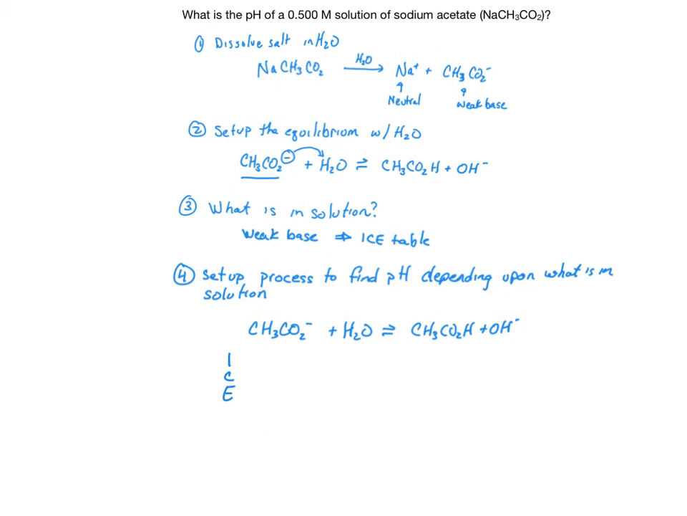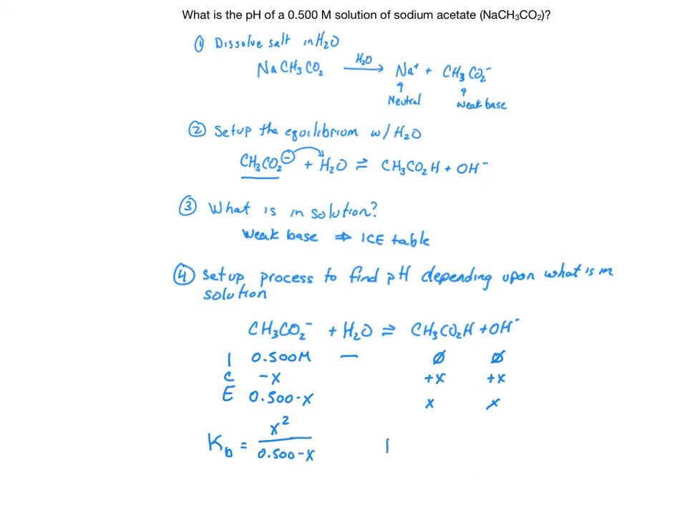And ice tables use concentration, so I'm starting with 0.500 molar of the acetate. Water doesn't matter. I have no acetic acid and no hydroxide. And so my change is going to result in creating more products. So at equilibrium, I have 0.500 minus x, x, and x. And so I know that the Kb is going to be equal to x squared over 0.500 minus x.